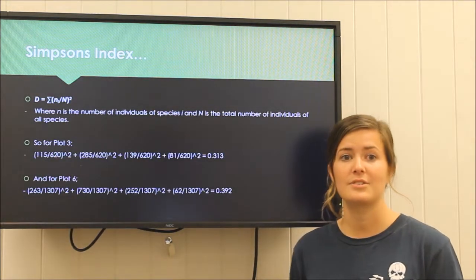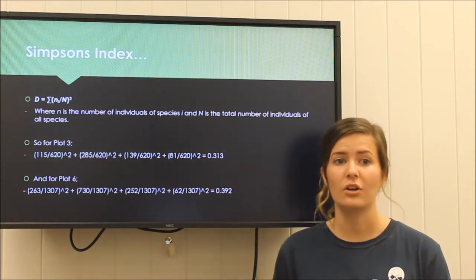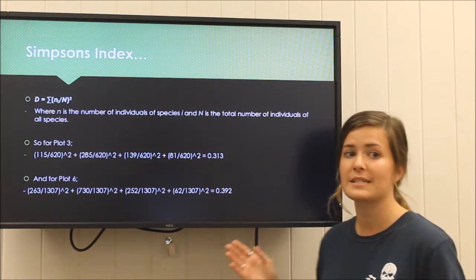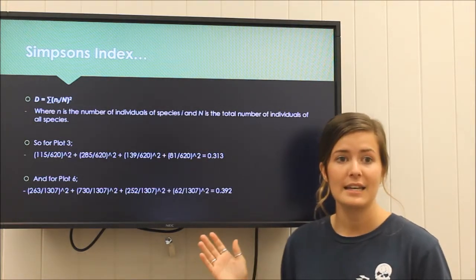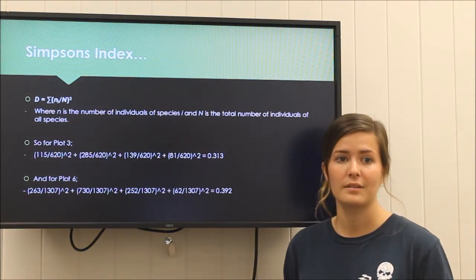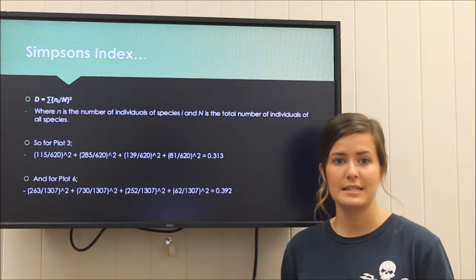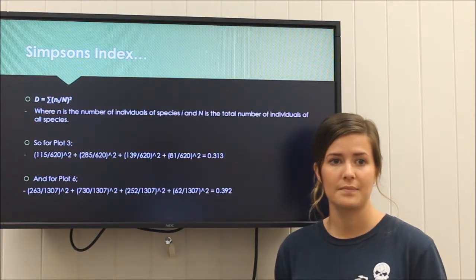This data can be analysed using Simpson's index, which is used in ecology to quantify the biodiversity of a specific area. The equation for the Simpson's index is shown here as D equals the sum of n_i over N squared, where n_i is the number of individuals of species i and N is the total number of individuals of all species.